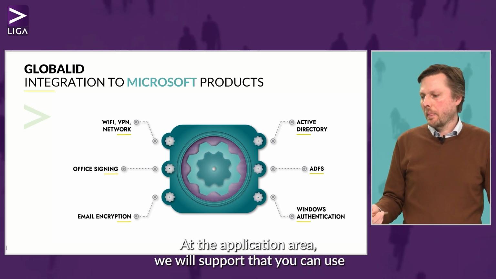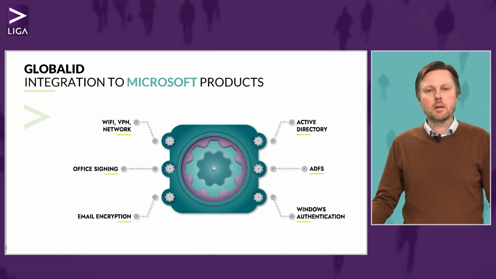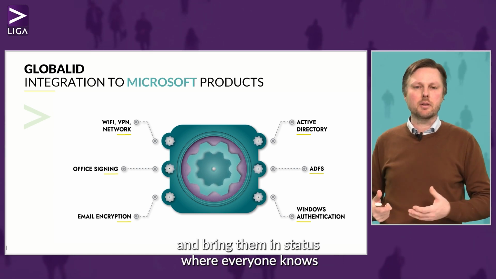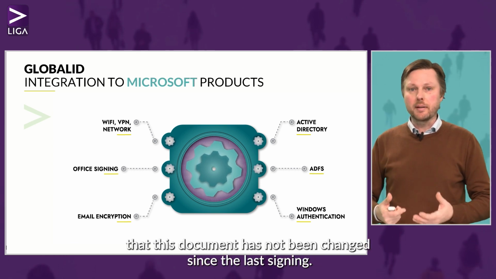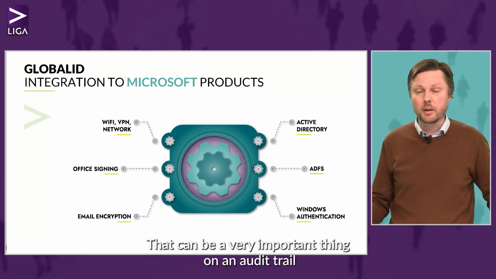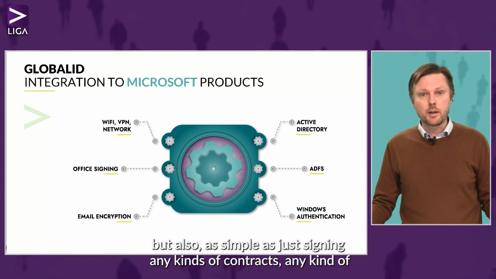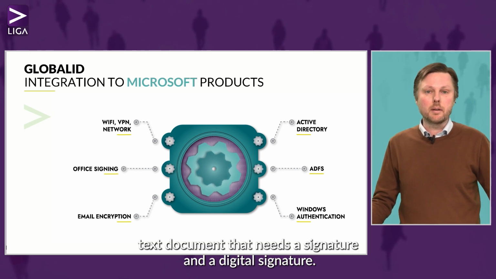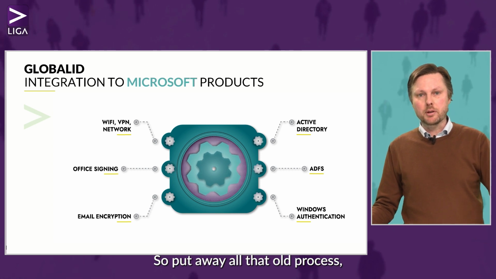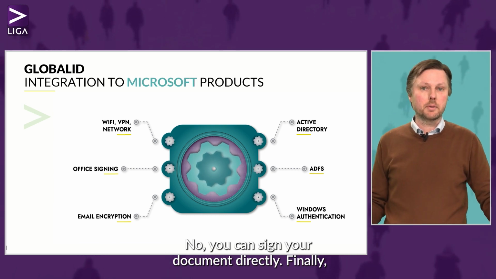In the application area, we will support that you can use all your Office applications for document signing. This means that you can sign your Word files or PowerPoints and bring them into a status where everyone knows that this document has not been changed since the last signing. That can be a very important thing on an audit trail, but also as simple as just signing any kind of contract, any text document that needs a signature and a digital signature. So put away all that old process, printing out, signing with ink, scanning your document. No, you can sign your document directly.